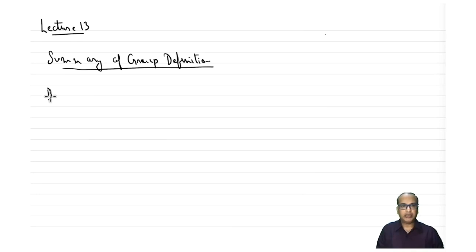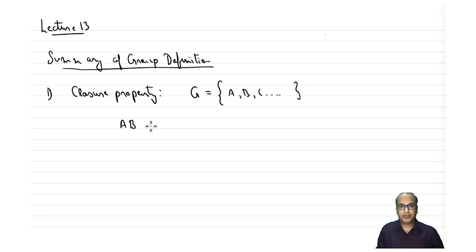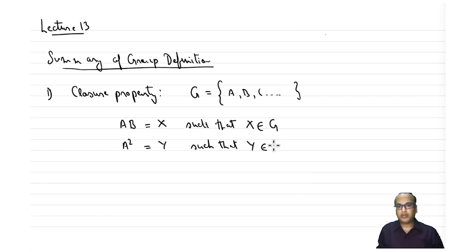So the first property in that is the closure property, which defines that if G is a group consisting of various elements, then A B equals X, any group element, such that X must belong to G. Similarly, if A squared is equal to Y, such that Y should also belong to G, right? So that is the closure property.